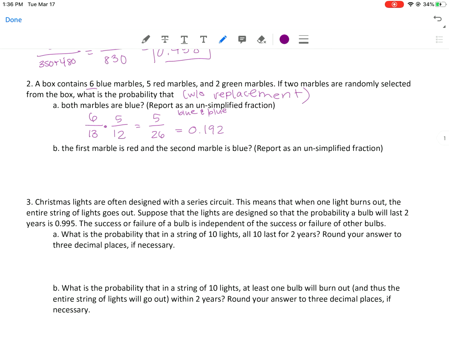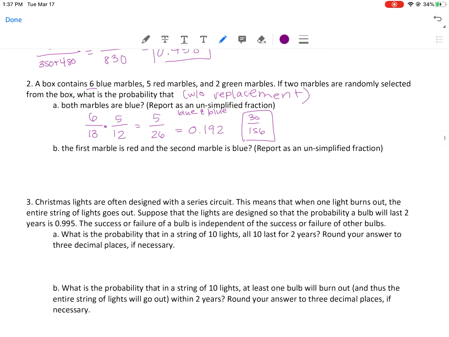5 over 26, just so you know, is technically 30 over 156. That's an equivalent thing. So if it says report as an unsimplified fraction, they're actually probably talking about that fraction. But either way of these, I would say I'll accept either one. Do not stress too much about the format.